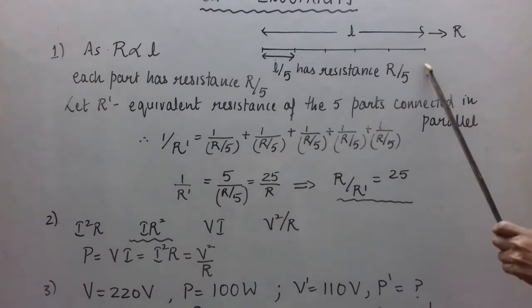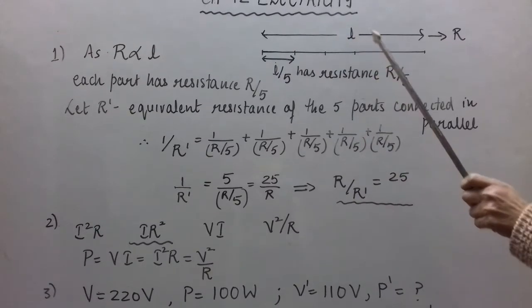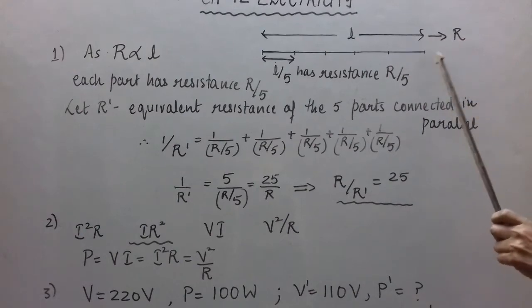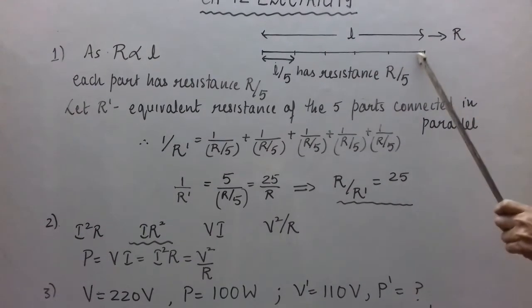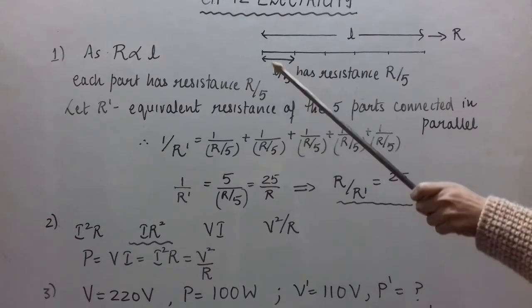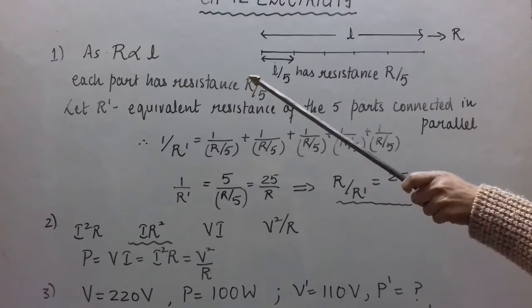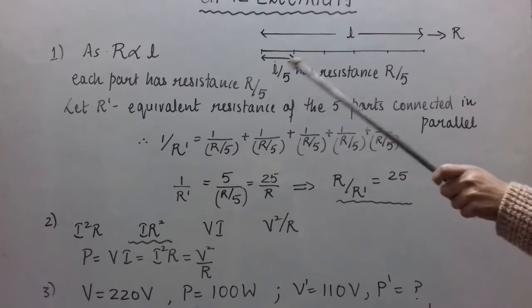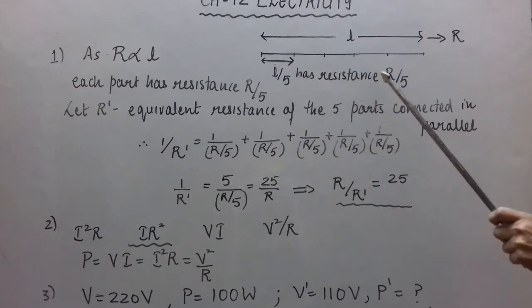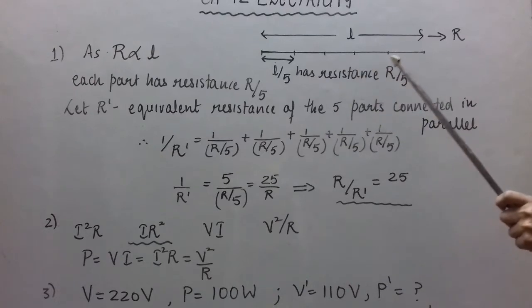So what I have done here, this resistance, let its length be L. This is a piece of wire, let us say having length L and resistance R. If this is cut into 5 equal parts, then length of each part will be L by 5. And we know that resistance R is directly proportional to length of the wire or the conductor. So in this case, L by 5 will have resistance R by 5. Okay, so L by 5 has resistance R by 5.